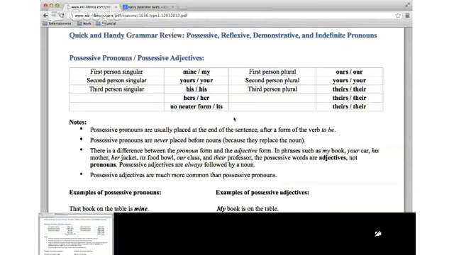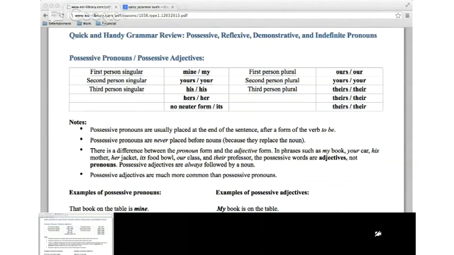Quick and handy grammar review: possessive, reflexive, demonstrative, and indefinite pronouns. Possessive pronouns, possessive adjectives. First person singular: mine, my. First person plural: ours, our. Second person singular: yours, your. Second person plural: yours, your. Third person singular: his, his. Third person plural: theirs, their.